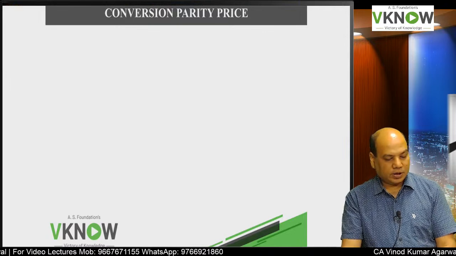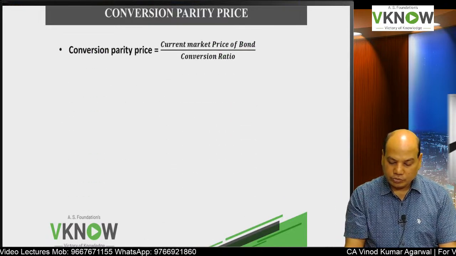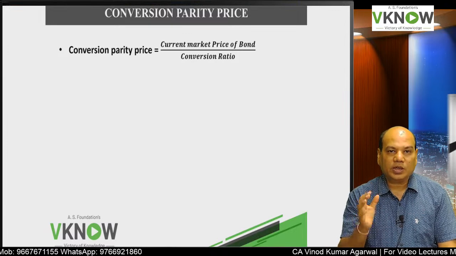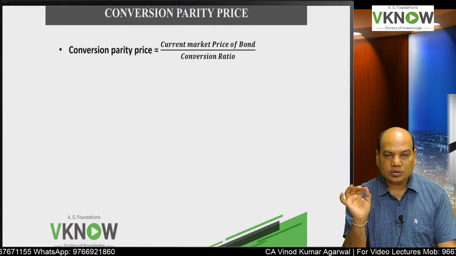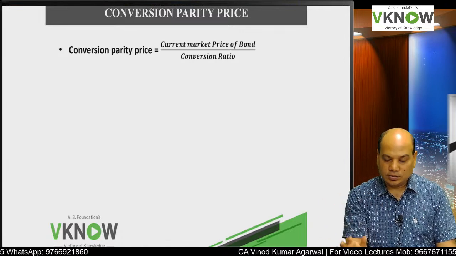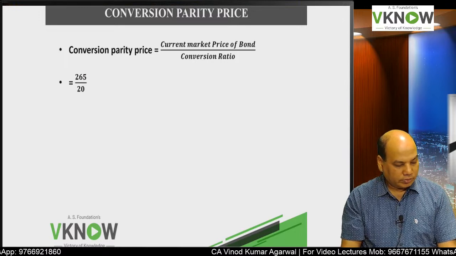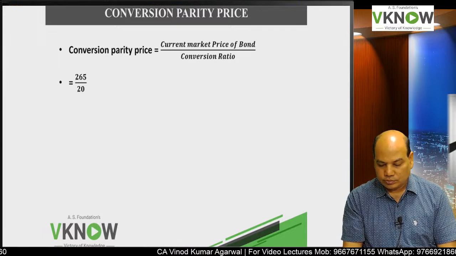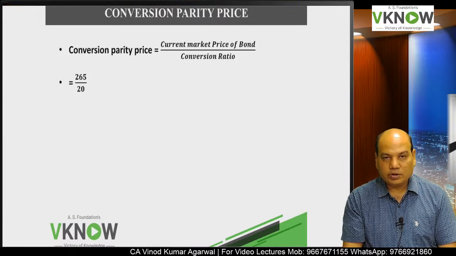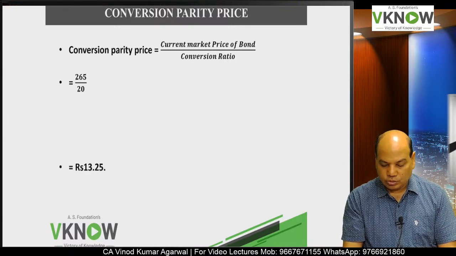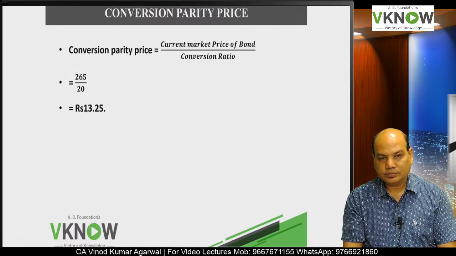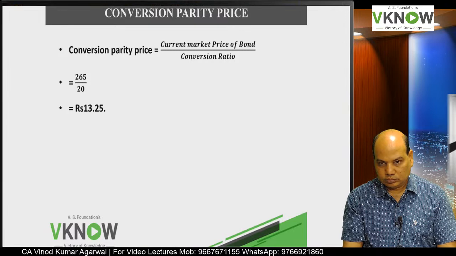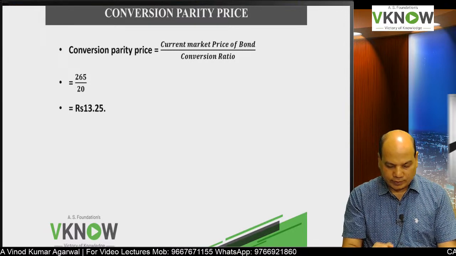Next is conversion parity price. 8 mark question, 2 marks for each right answer. Conversion parity price means the price per share you are paying today. So you are paying 265 rupees and you get 20 shares for that. So conversion parity price will be current market price of the bond upon conversion ratio, 265 divided by 20, that is equal to rupees 13.25.